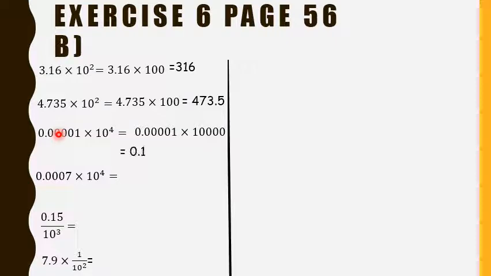The point is placed between 0 and 1. Now, times 10 to the power 4. Let's move it. 1, 2, 3, 4. It's 7 point. And we know that 7.0 is the same as 7. So I can directly write it's 7.